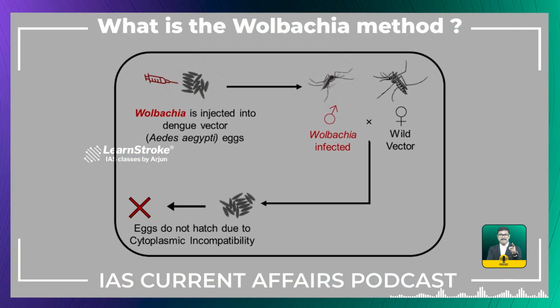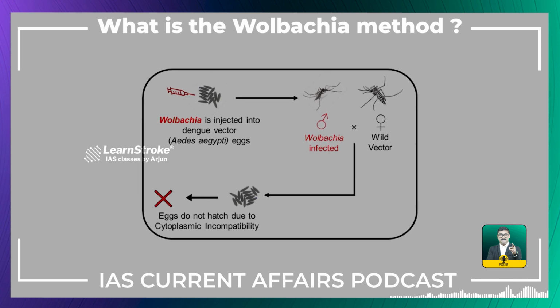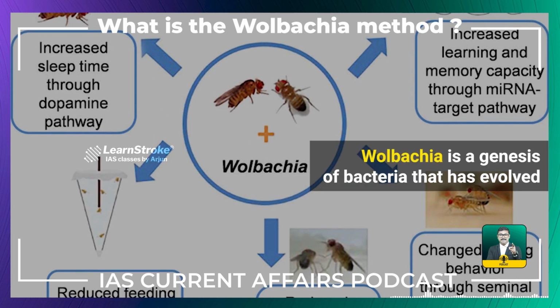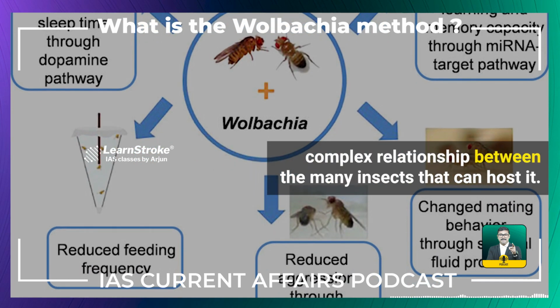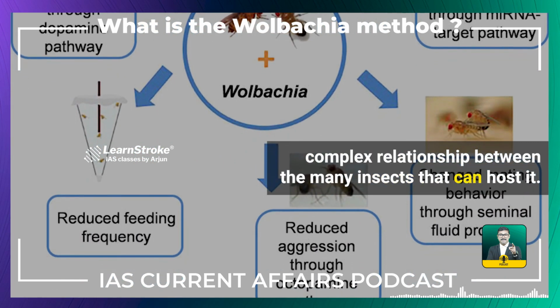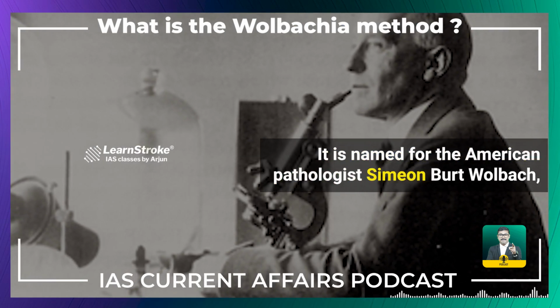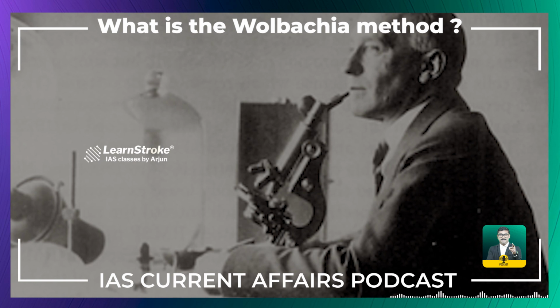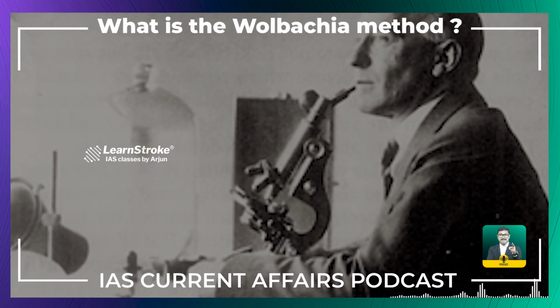Wolbachia is a naturally occurring bacterium that commonly infects arthropods including mosquitoes. Wolbachia is a genus of bacteria that has evolved complex relationships with the many insects that can host it. It is named for the American pathologist Simeon Burt Wolbach, who identified it along with Marshall Hertig in 1924.